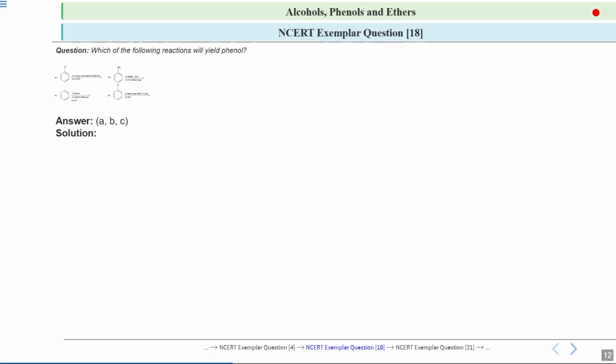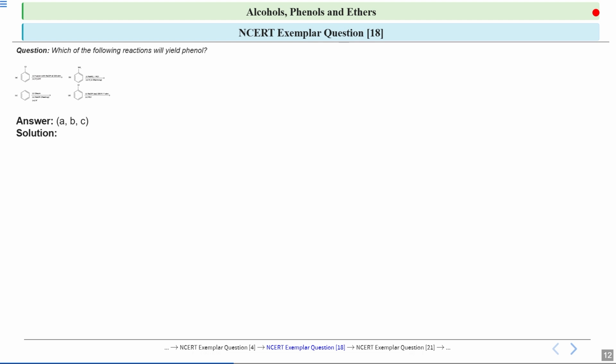Okay, let's see the solution now one by one. So the correct answer for this question is A, B and C. All three reactions A, B and C will yield phenol. Now let us see each of these reactions one by one.